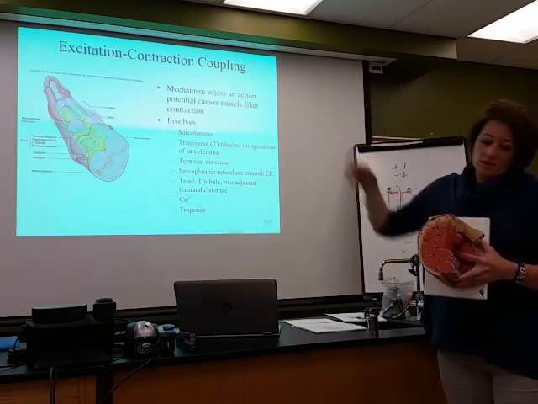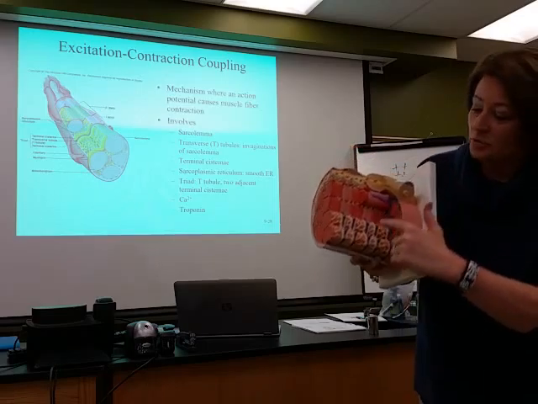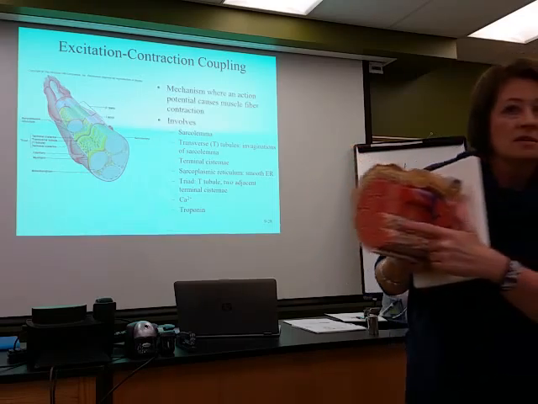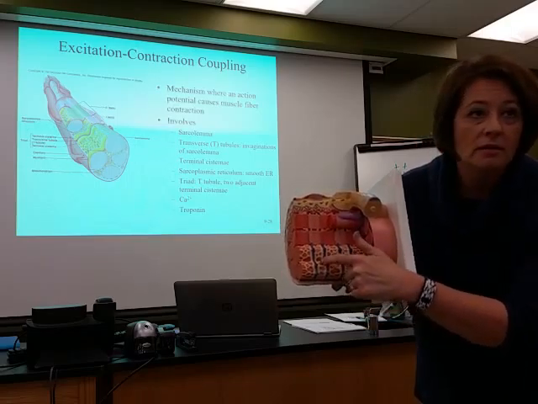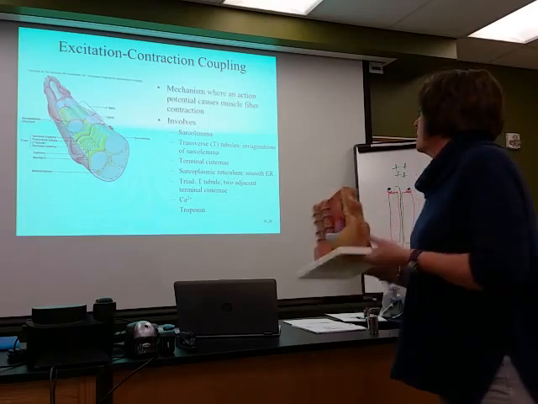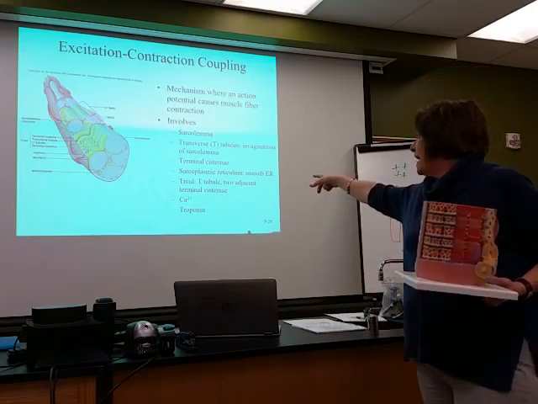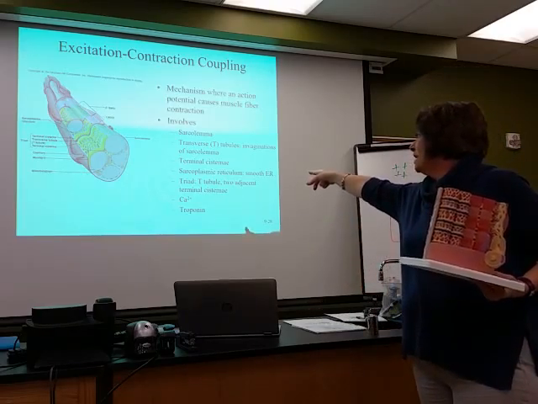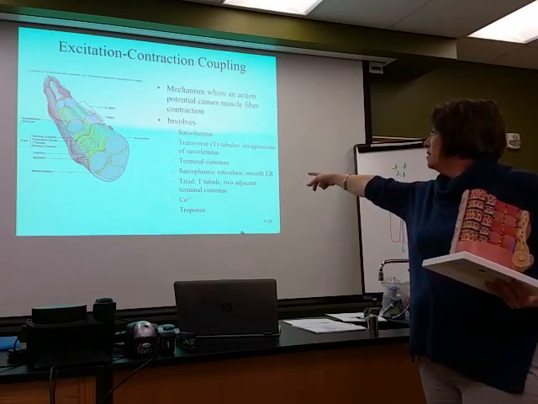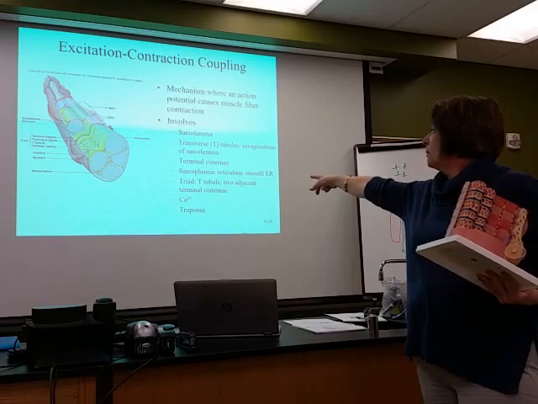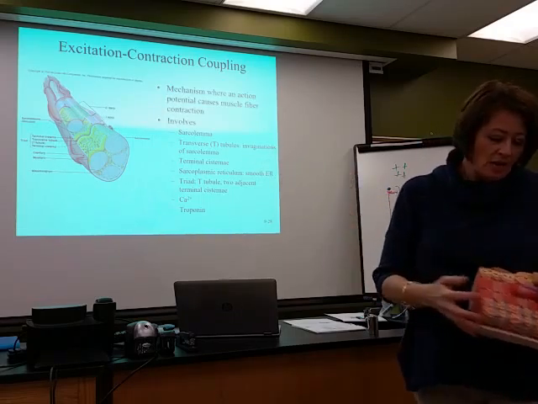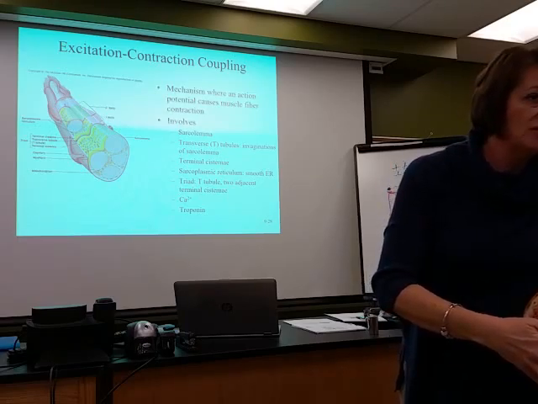Now look at what they're trying to represent in between them. See this kind of webby looking stuff? We're going to have terminal cisternae, we're going to have sarcoplasmic reticulum. Now, when we get a T-tubule and terminal cisternae located beside it, we're going to refer to it as a triad.